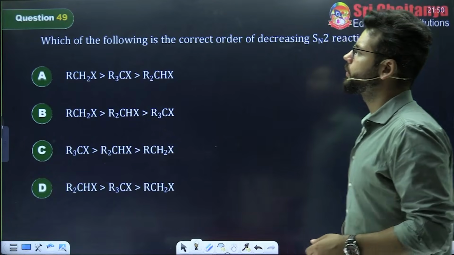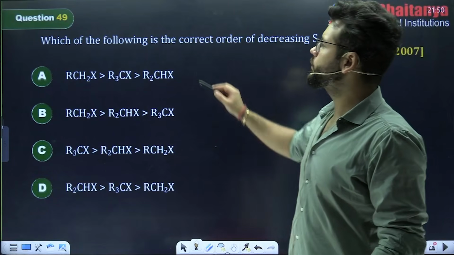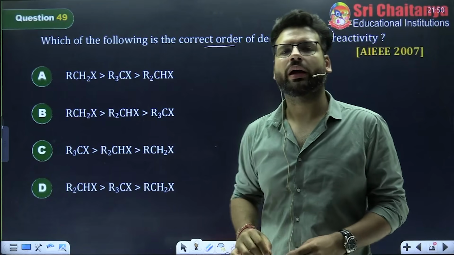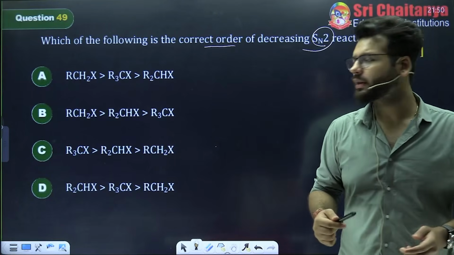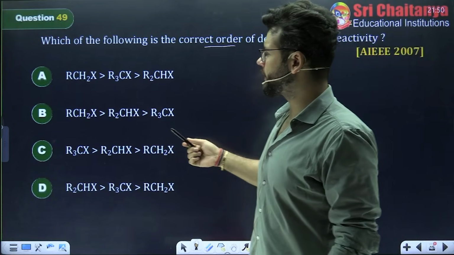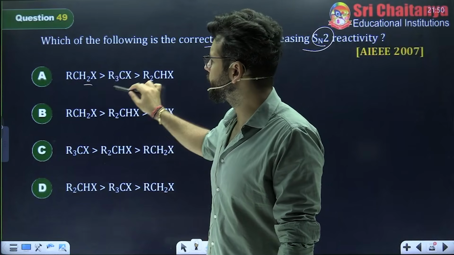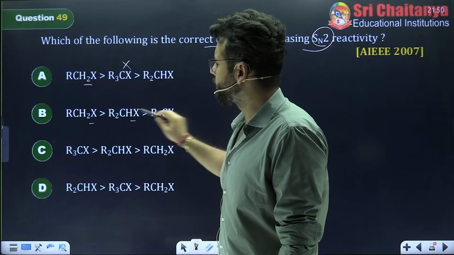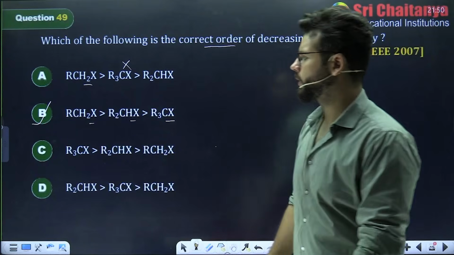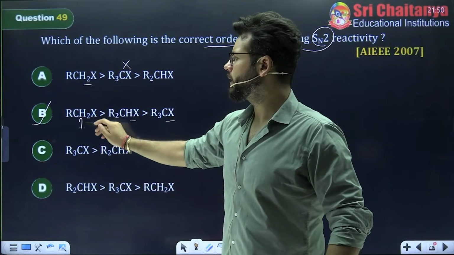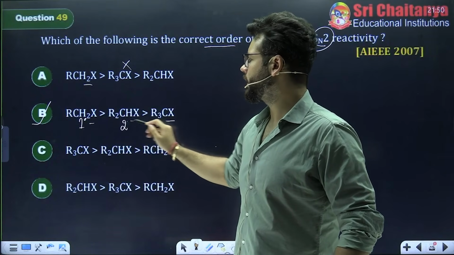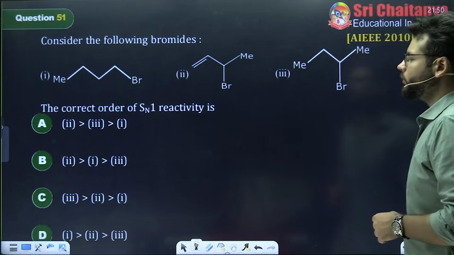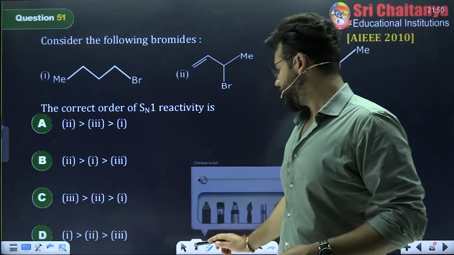Next one: which of the following is the correct order of decreasing SN2 reactivity? Again, more steric hindrance, poor SN2 reactivity. Primary is highly reactive, then secondary, then tertiary. This is the correct order. Primary alkyl halide, then secondary alkyl halide, and tertiary are the worst. Moving on to the next one.